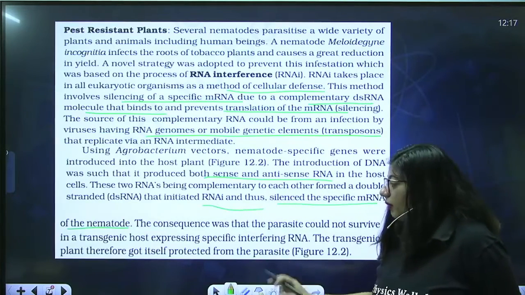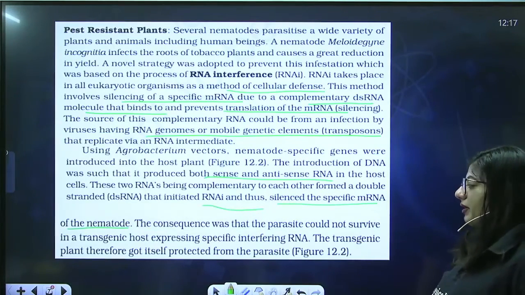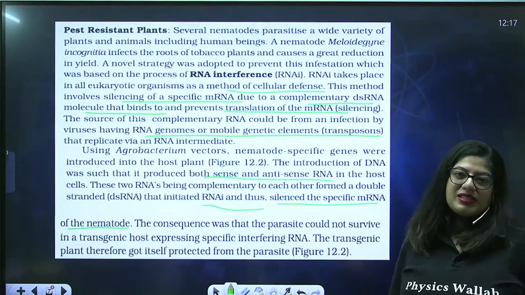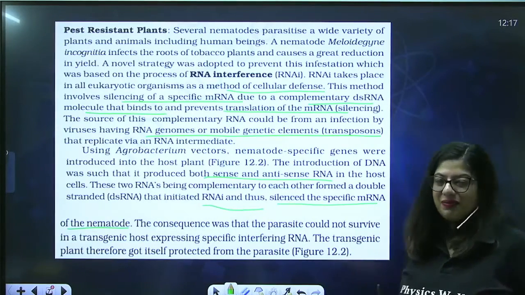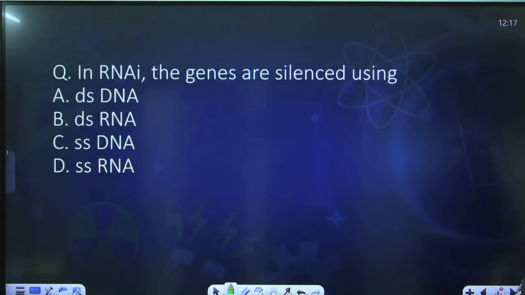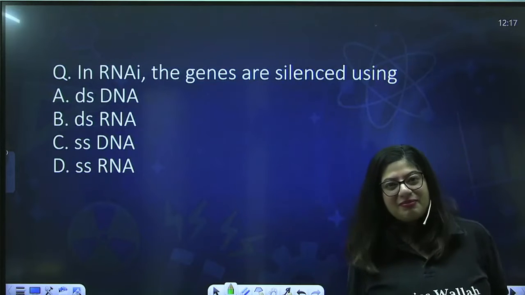The transgenic plant therefore got itself protected from the parasite. Because it is getting protected from the parasite or a pest, it is a pest-resistant plant. Okay, that's how we have used a very complex technology for our one solution and made it simple.